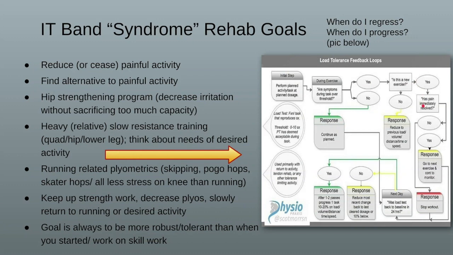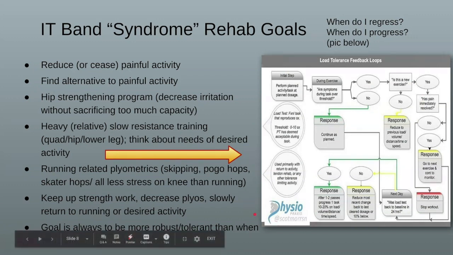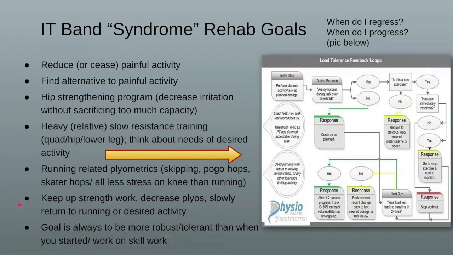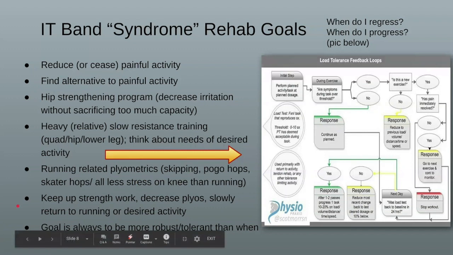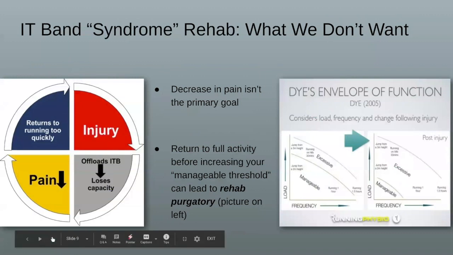And again, I think you guys can all follow this, but it's a really good baseline to be able to tell if what you're doing is too much or too little, because we want to make sure we're loading you enough so that you can truly get to that activity that you want to. And our goal is always to be more robust, more tolerant, or just stronger than when you came in, so you don't get back to that point. So moving on, this is what we don't want out of a rehab program.